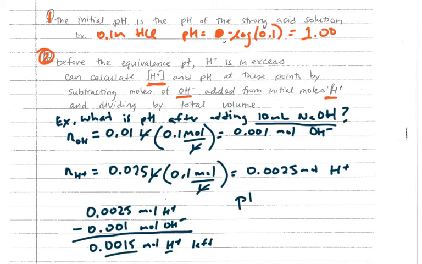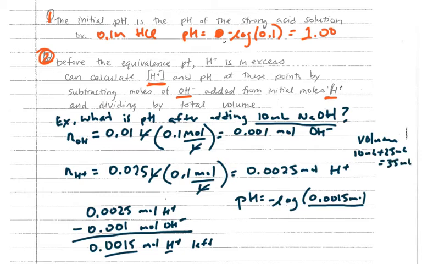So the pH at that point will be the negative log of 0.0015 moles over the volume, the concentration here. The volume now is going to be 10 milliliters plus 25 milliliters, which is 35 milliliters. So 0.035 liters. That is our concentration.